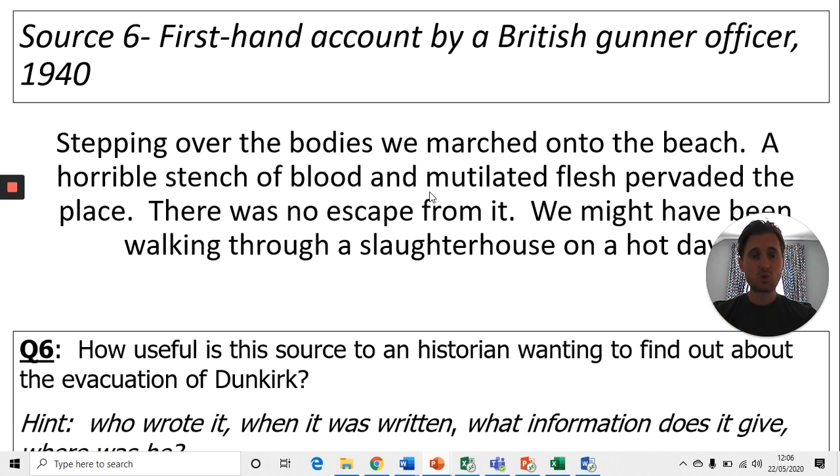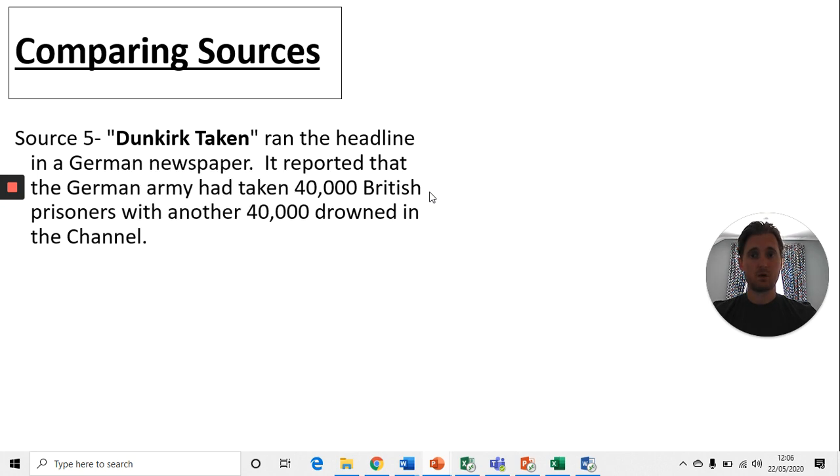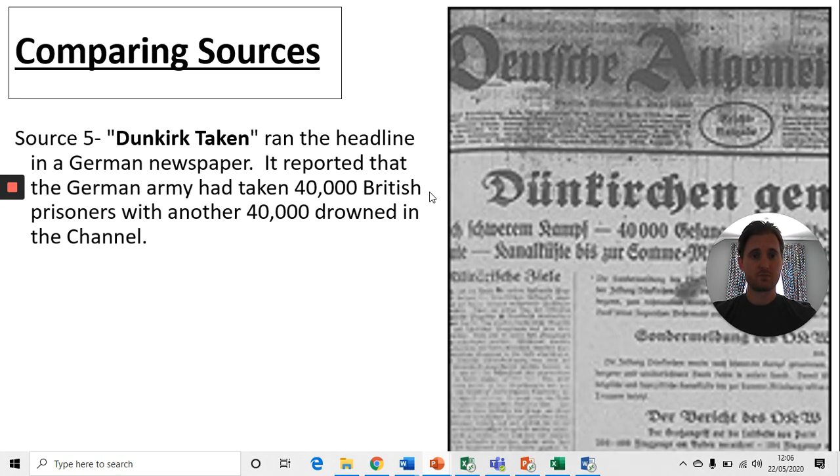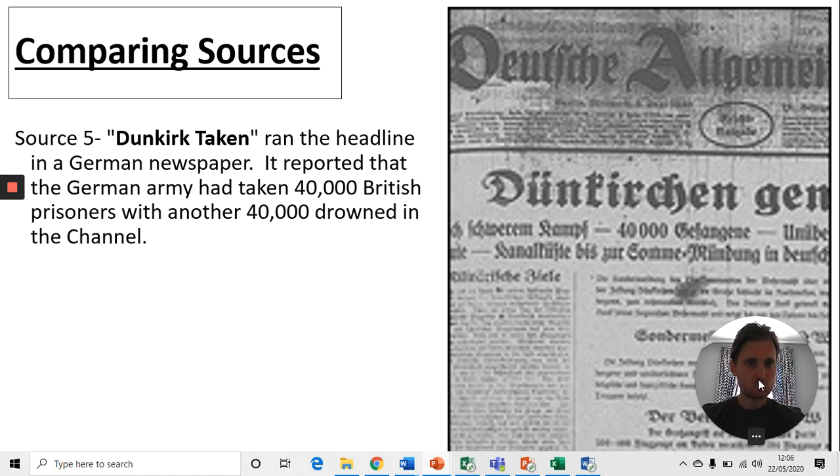So the next source we're going to look at, comparing sources, is this source here. And sorry that my face is in the way. I'll drop this down a bit. And what it translates to is it's a German newspaper, and it reports that the German army has taken 40,000 British prisoners, and with another 40,000 drowned.